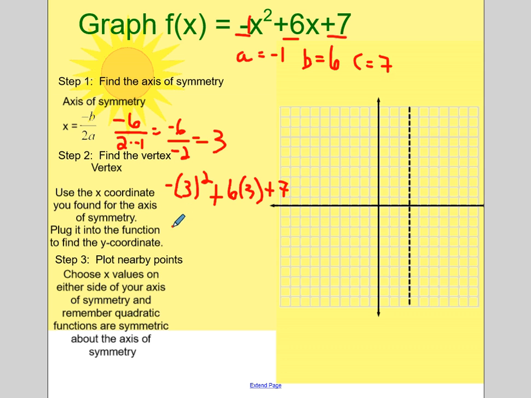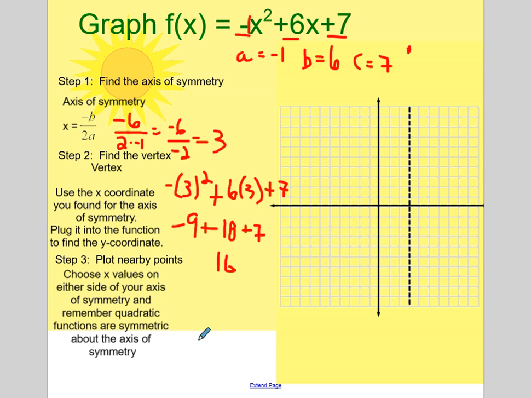So 3 squared is 9, so I've got -9 plus 6 times 3, which is 18, plus 7. So I'm going to do -9 plus 18, which is just +9, 9 plus 7, which is 16. So I'm going to go over here and I'm going to go 3, 16. So 1, 2, 3, 4, 5, 6, 7, 8, 9, 10. Uh-oh. I'm going to be way up here. Okay. My coordinate plane is not big enough.